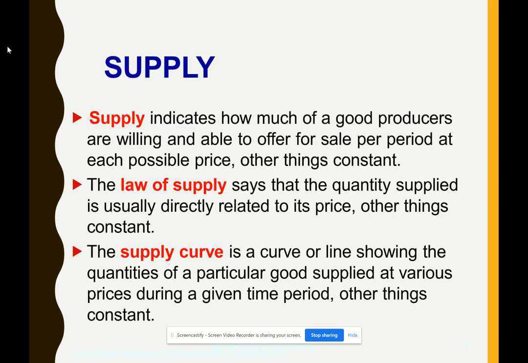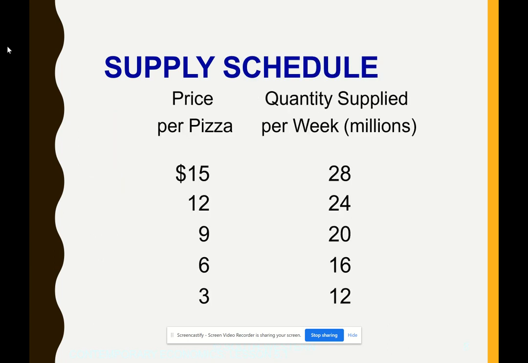All right, here are some definitions, right? Supply indicates how much of a good producers are willing and able to offer for sale per period at each possible price, all other things constant. The law of supply says that the quantity supplied is usually directly related to its price, other things constant. The supply curve is a curve or line that shows the quantities of a particular good, like pizza or tacos, that are supplied at various prices during a given time period, other things constant.